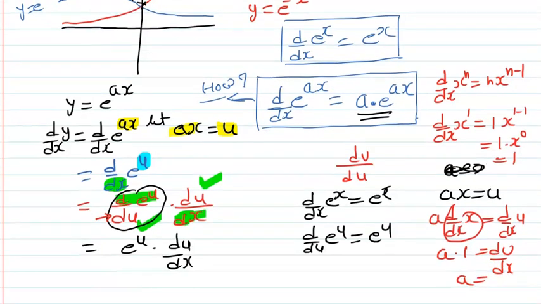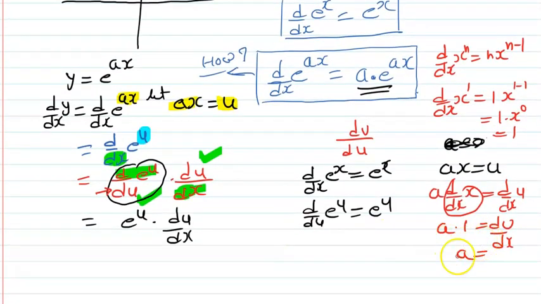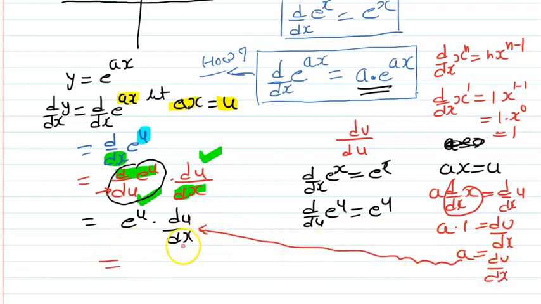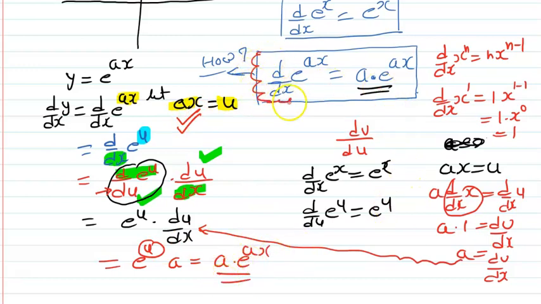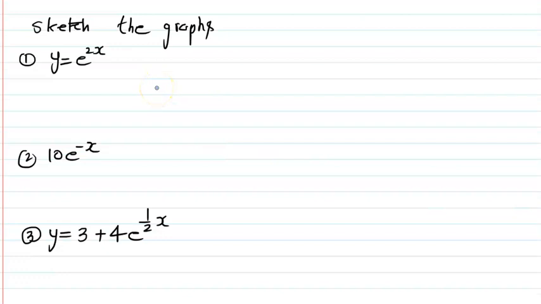Job done. Now here du over dx is a. Put this a here. So it is a and it is e to the power u. We can write a e to the power u, and putting the value of u back, u was ax. So we got a e to the power ax. So this was our formula: d over dx of e to the power ax is a e to the power ax. So here are 3 questions.